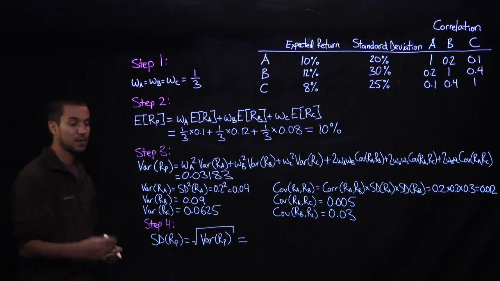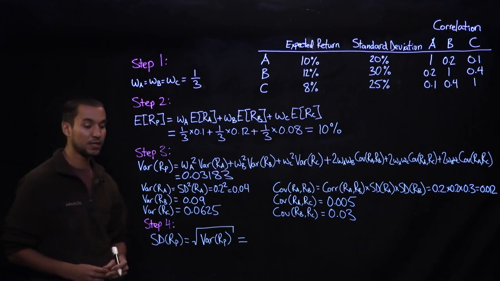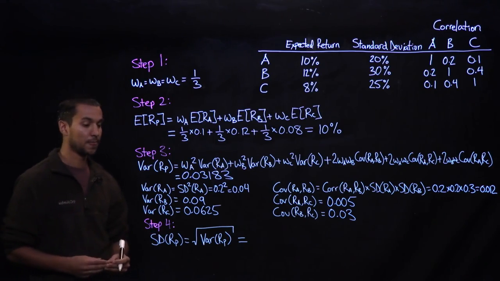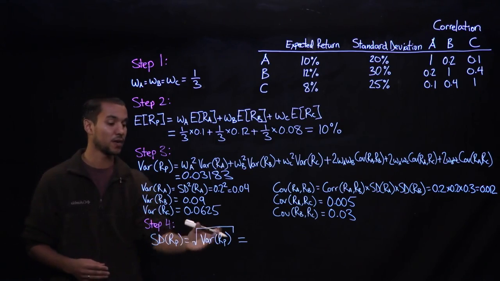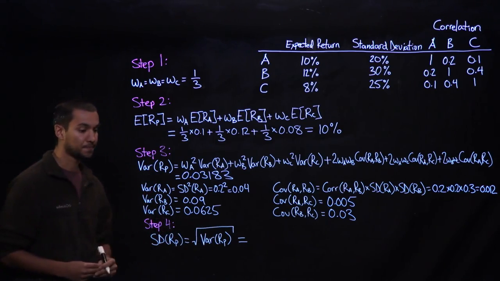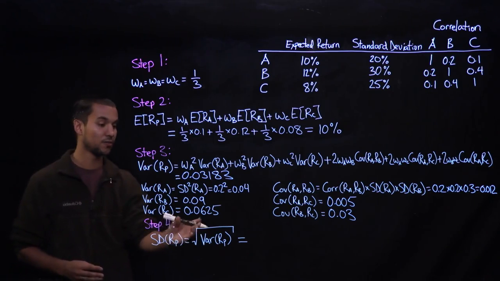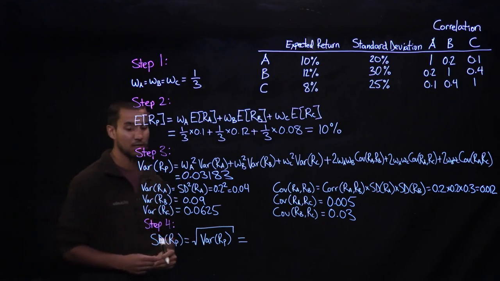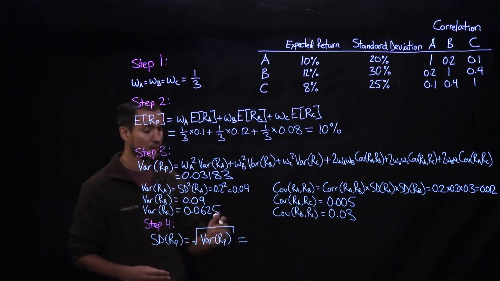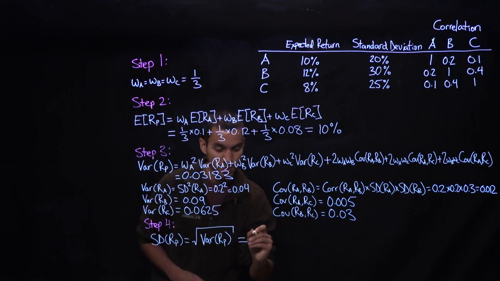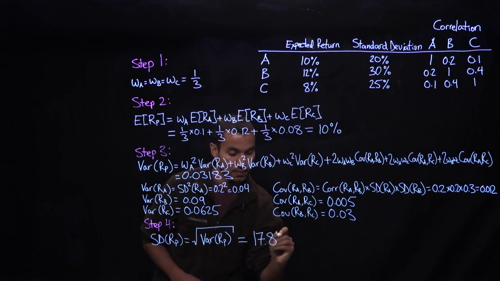And so the last step is to calculate the standard deviation of the portfolio's returns. And we do this by taking the square root of the variance. And so if we take the square root of the variance that we just calculated, we see that the standard deviation of this portfolio's returns is going to be 17.8%.